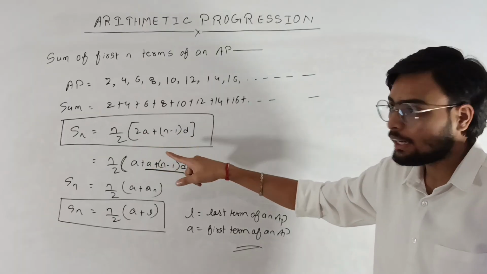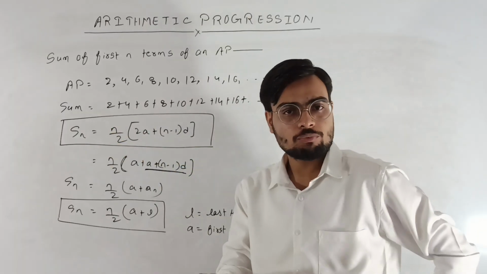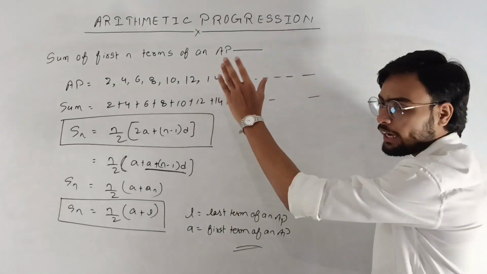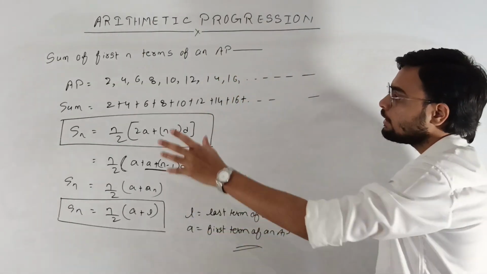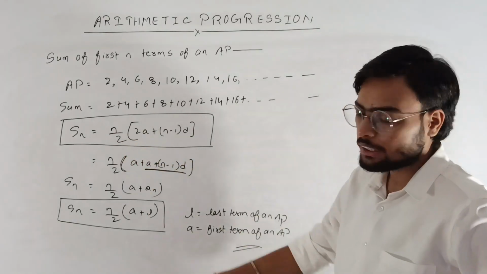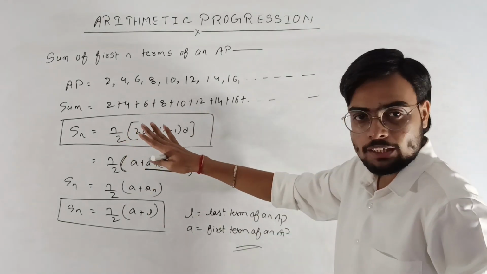where n is the number of terms of which we have to find the sum. Suppose in this AP we have n equal to 30, which means we have to sum the terms of this AP up to 30 terms. So I put n as 30. Now, this is a formula for finding the sum.